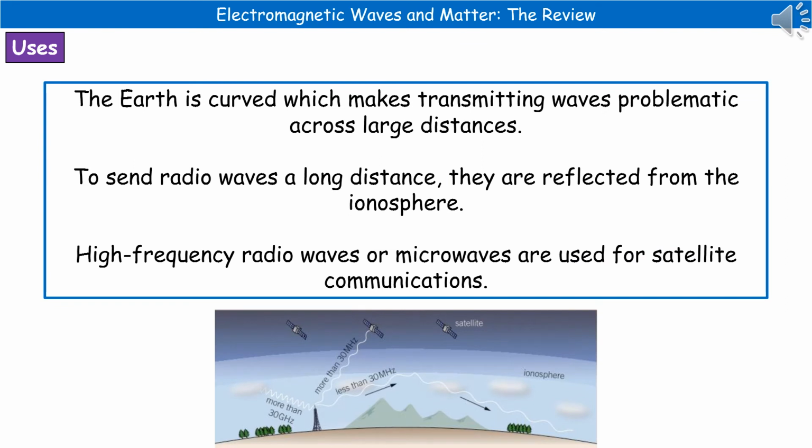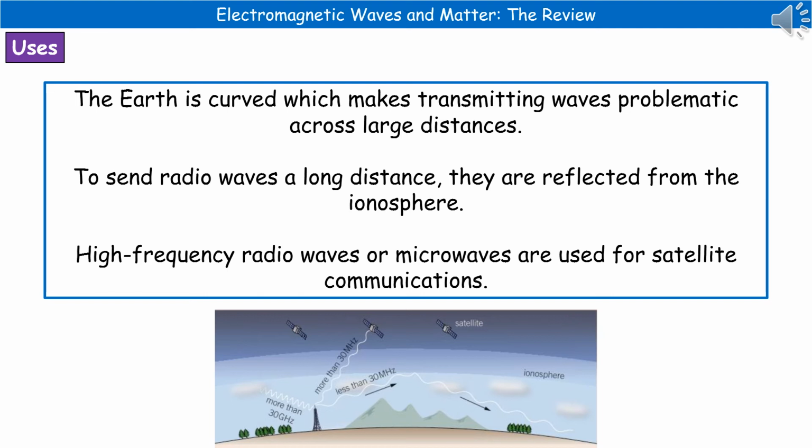So you're probably sitting there and thinking, why do I really care about this? And the key reason that we do care about the ability of our waves to be reflected and refracted all comes down to the fact that when we're trying to transmit waves over large distances, there's a big problem. We live on a planet that is curved. So as soon as you try to transmit over a large distance, the curvature of the Earth kind of gets in the way. So by using these behaviours of our waves, we can transmit them over a much longer distance.